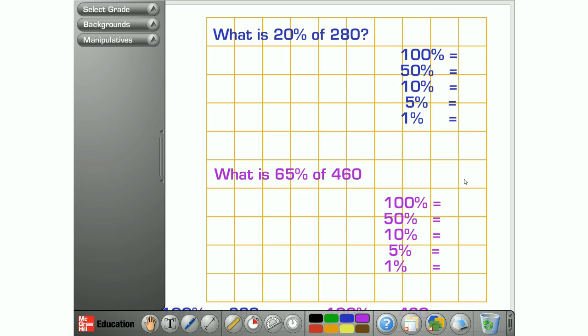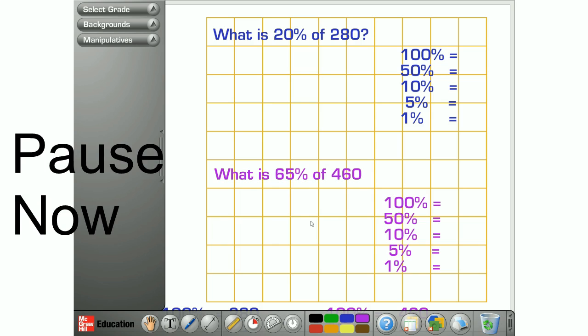There's a couple here for you to have a go at. First one, what is 20% of 280? Second one, what is 65% of 460? I put this on the side. It's a good thing to do. Just get used to working out 100%, 50%, 10%, 5%, and 1%. Maybe not the 1% for this, but these certainly will make it easy for you. If you want to, pause the video now, work it out, and then look at the answers in just a moment.